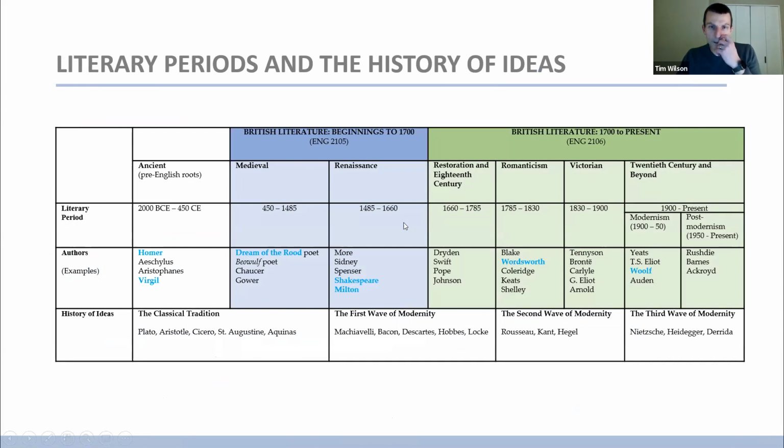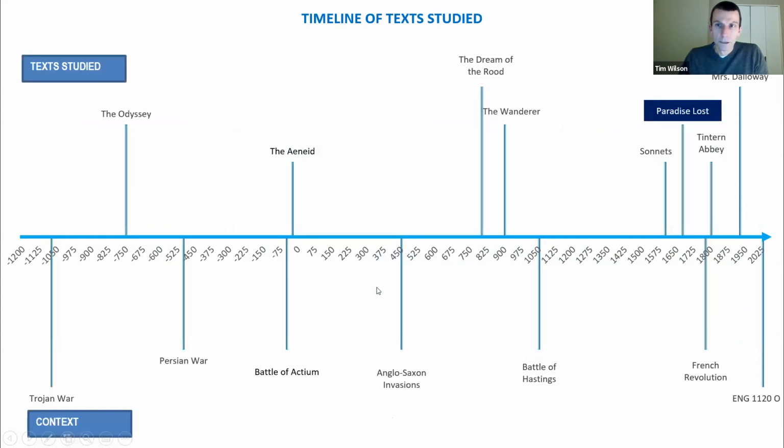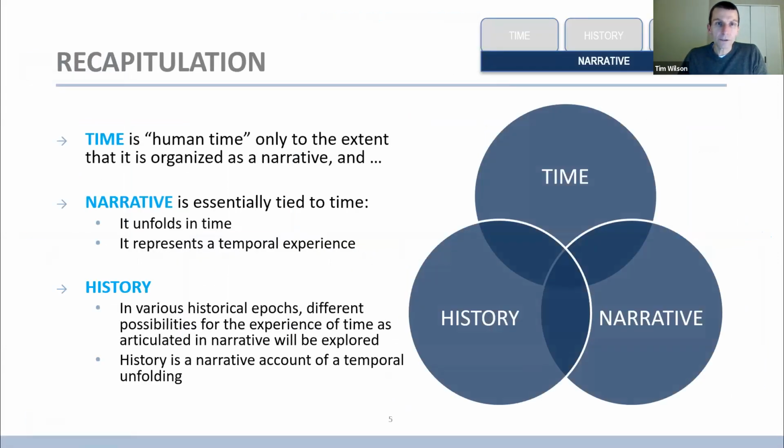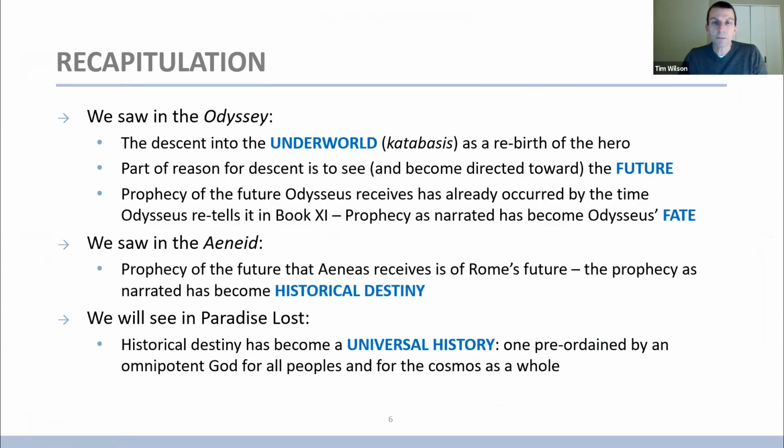So this is a reminder of where we are. We're looking right here. Milton and Shakespeare, kind of the high point of the literary renaissance for England. We just talked about our themes of our course: time, history, and narrative. I just made this point about the 3 different perspectives of our epics. So the epic descent in the Odyssey, the Aeneid, and Paradise Lost.